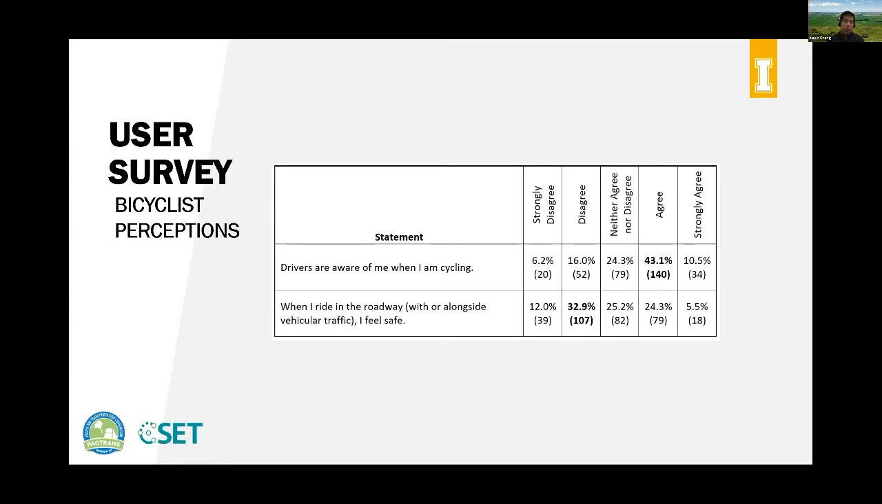We also asked a question, though, when I ride in the roadway, whether you're with or alongside vehicular traffic, do you feel safe? And here you can see that a majority of the bicyclists indicated that they did not feel safe, that they disagreed with that statement.